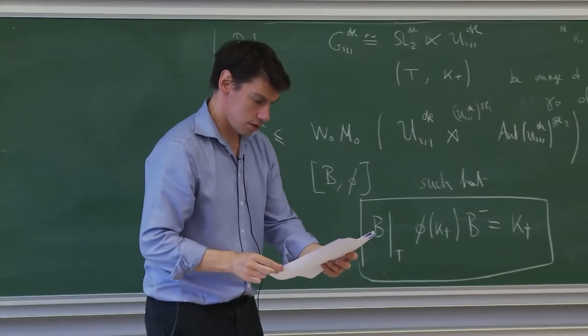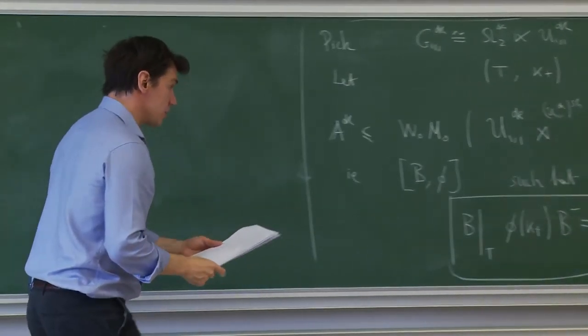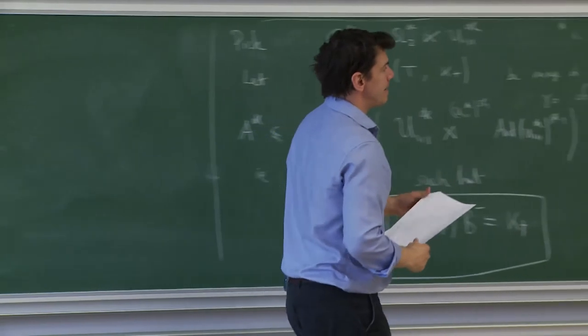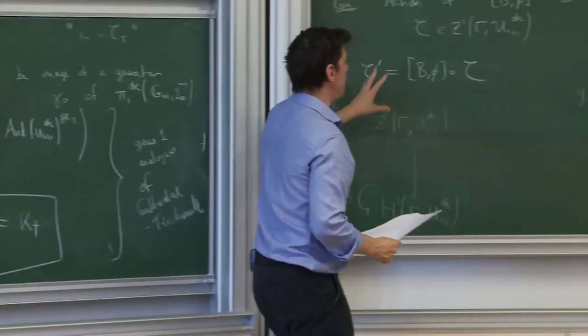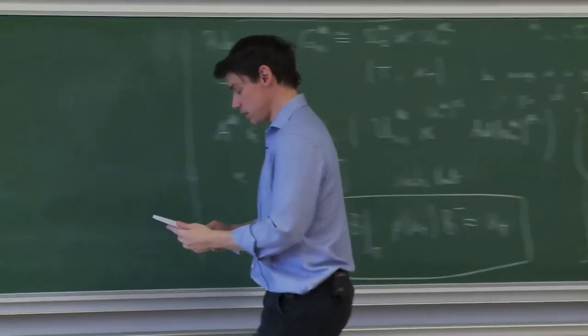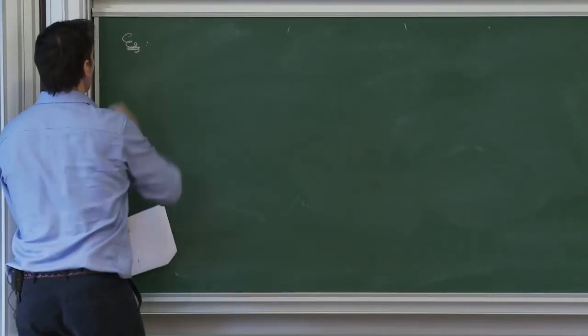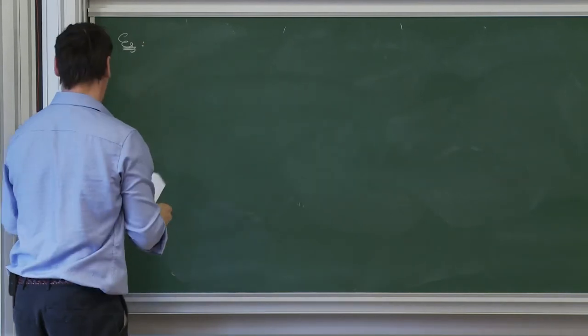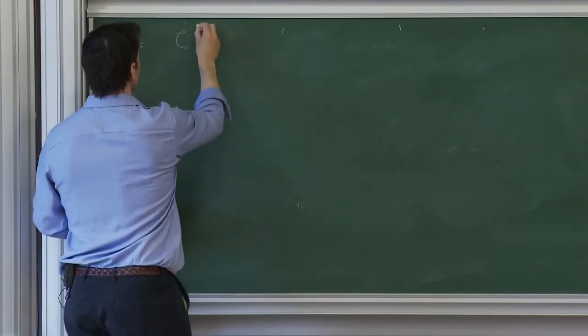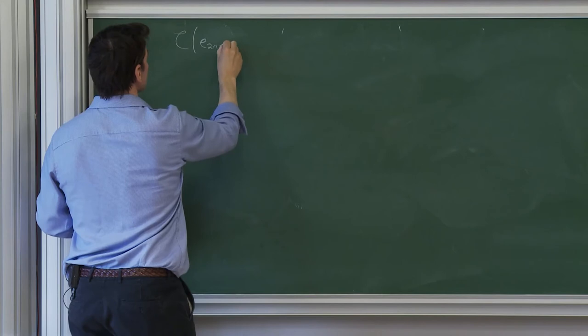So perhaps since I have a tiny bit of time, let me just sneak in how this acts on an example of a co-cycle, because I think it's very enlightening. So last time, we computed the co-cycle of an Eisenstein series.